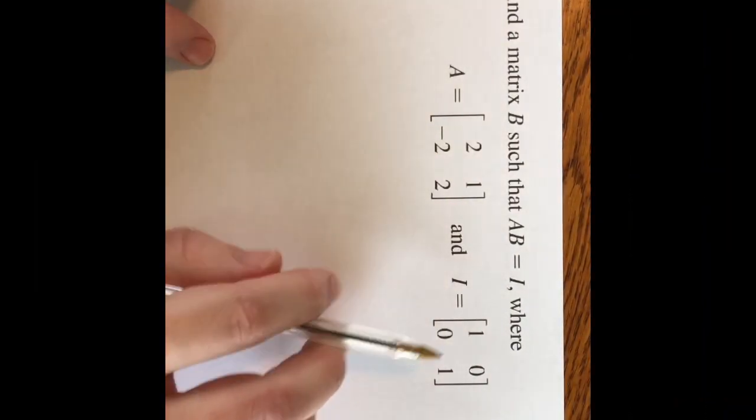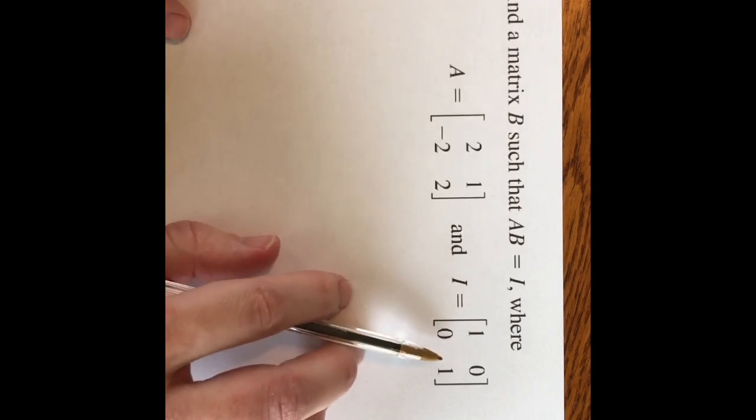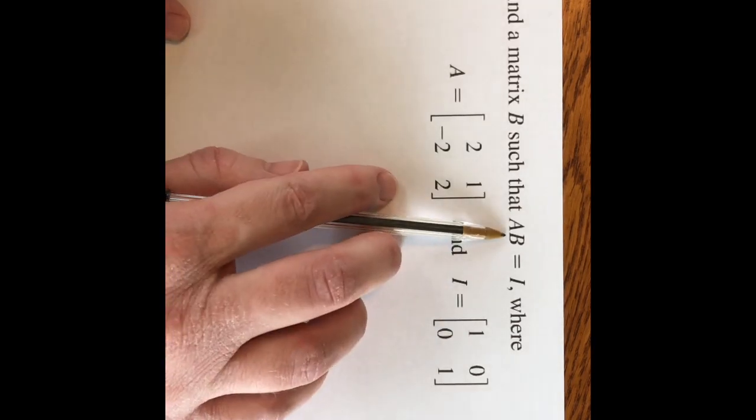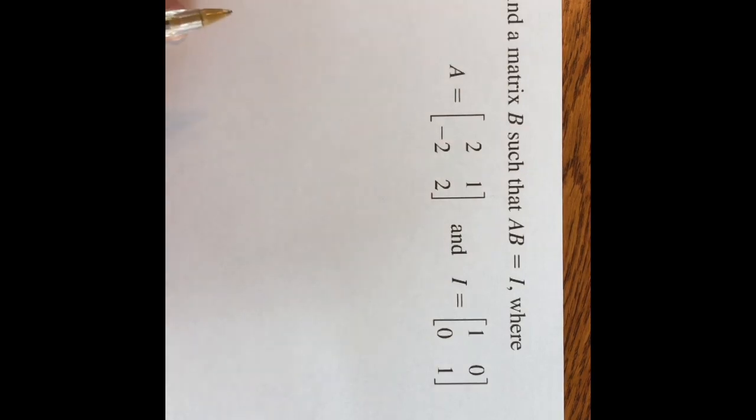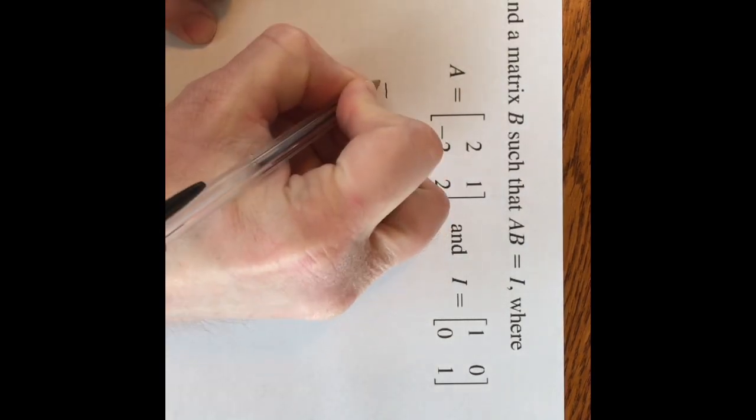Example D. So what we're going to do in this case is actually use the identity matrix to come up with matrix B. All right? So what do we know? Well, here's what we know.